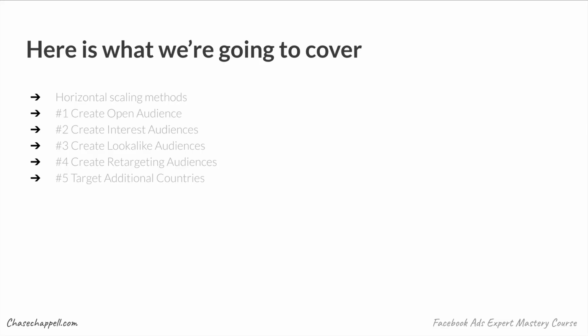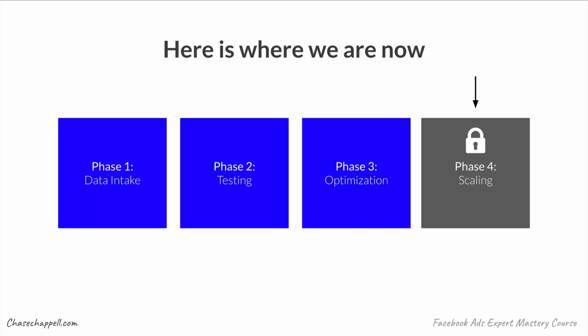Here's what we're going to be covering today: horizontal scaling methods and the exact processes we take for each of these methods in order to scale our results. The first one is creating an open audience. The second one is create interest audiences, create lookalike audiences, create retargeting audiences, and target additional countries.